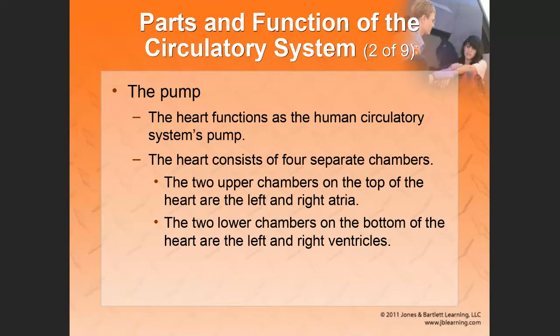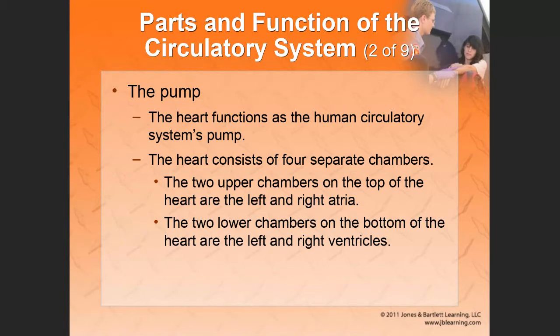The heart consists of 4 separate chambers. The 2 upper chambers on the top of the heart are referred to as the left and right atria or atrium. The 2 lower chambers on the bottom of the heart are referred to as the left and right ventricle. And the left ventricle is the largest chamber of the heart because it does the most work.